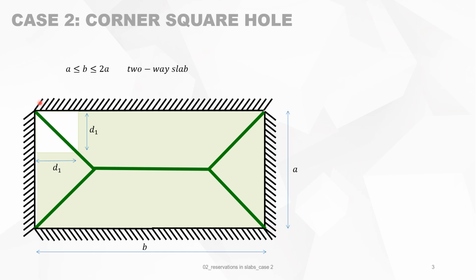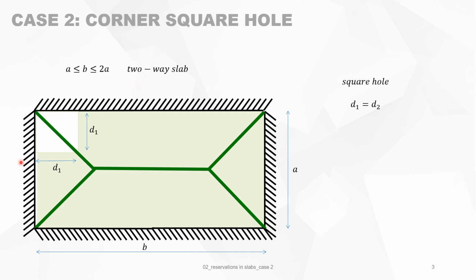In this slab, we have drawn the original yield lines, that means the yield lines when the ultimate load is on the slab. And then we now have, at case 2, a reservation in the slab, which is a square hole, a square reservation in the corner of the slab with a dimension d1. So within the reservation, this yield line is not there.